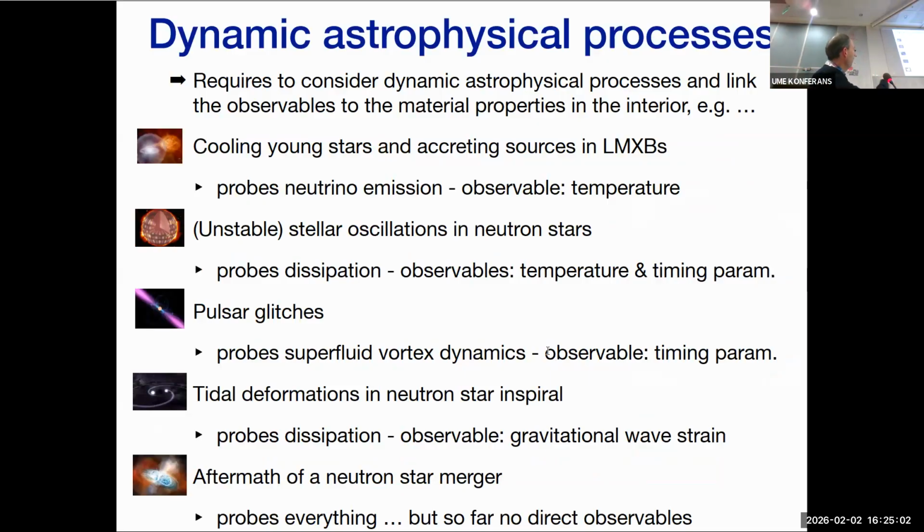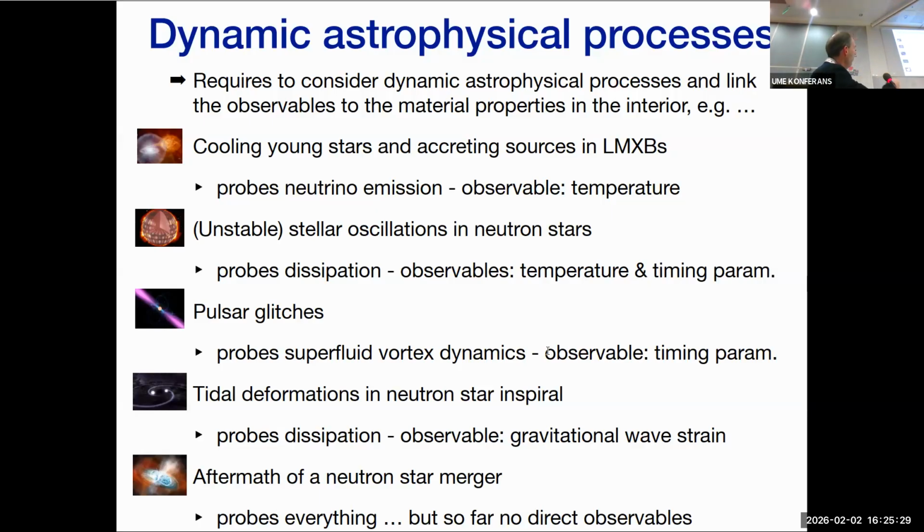There are quite a few processes that can actually do it. For instance, you can look at the cooling of young stars or the cooling of accreting sources that Yavuz already mentioned, that are heated in low mass X-ray binaries. They probe the neutrino emissivity. So you have an observable from spectroscopy, the temperature, that you can link this with. That will tell you something about the interior because the neutrino emission happens in the core of the star.